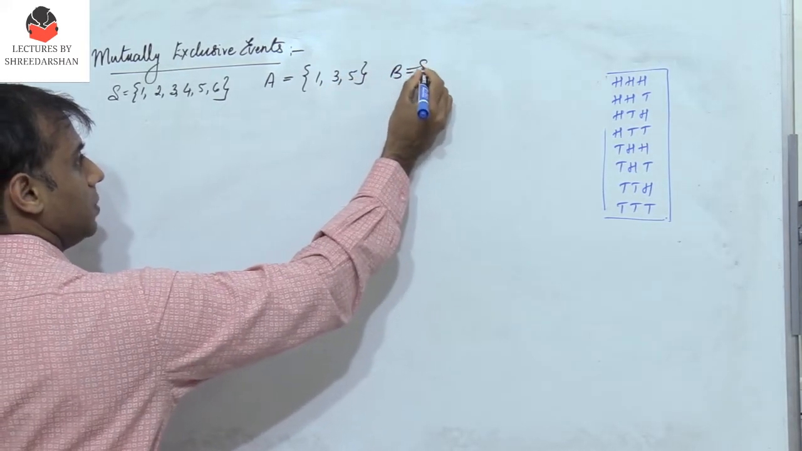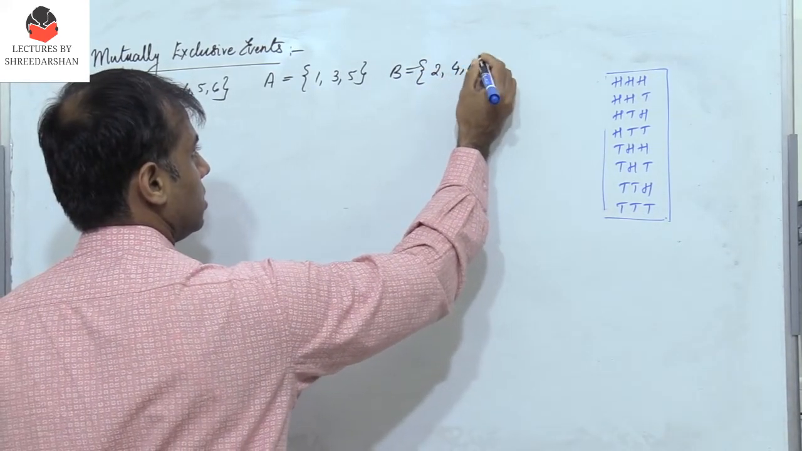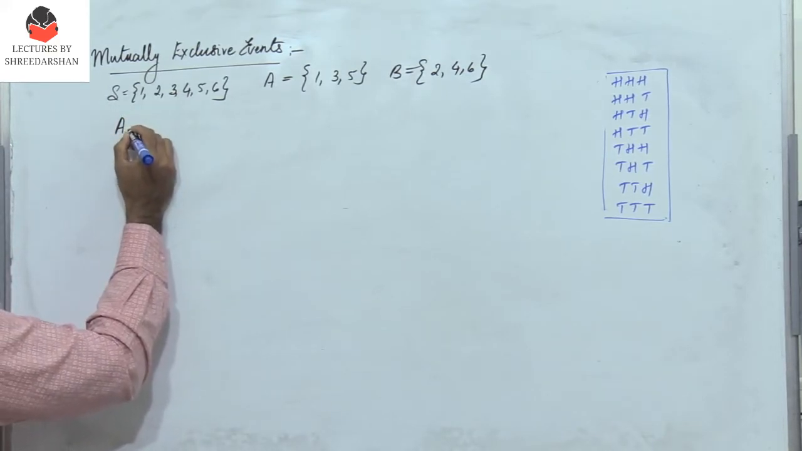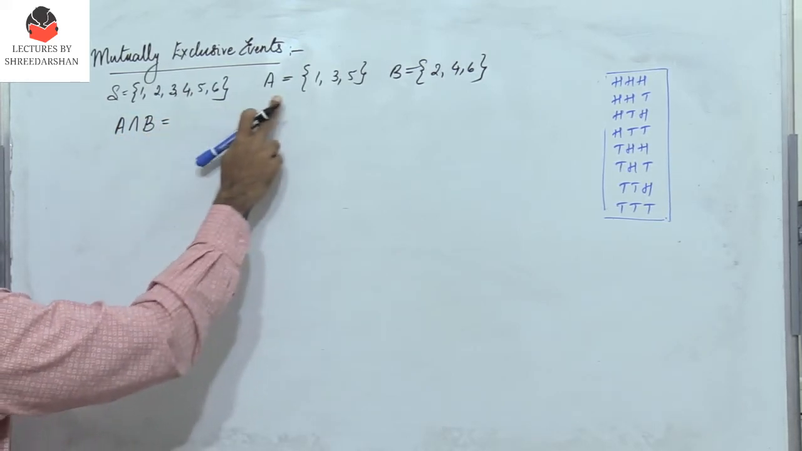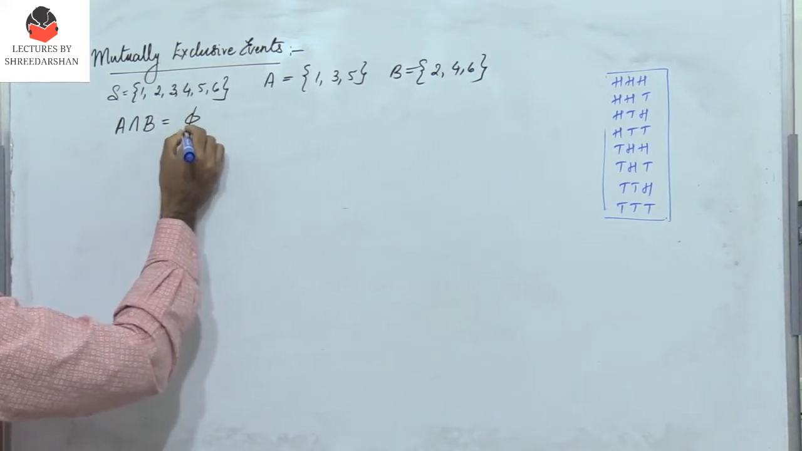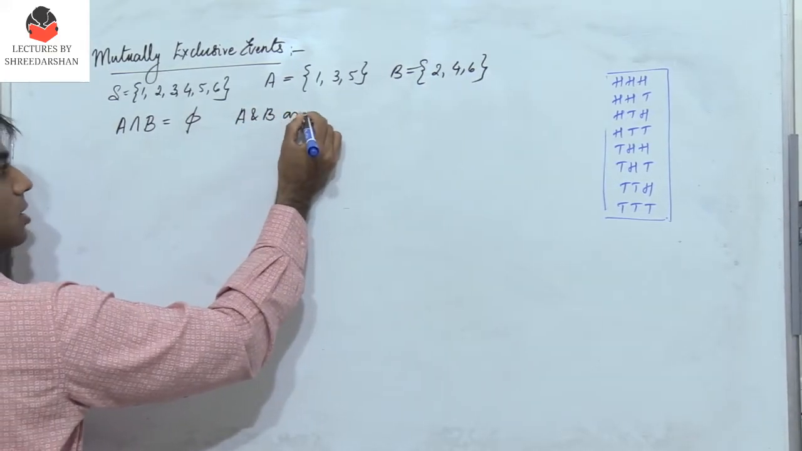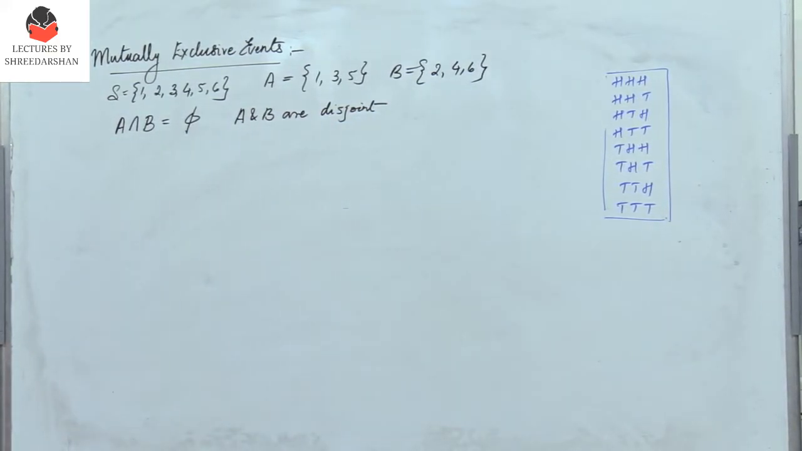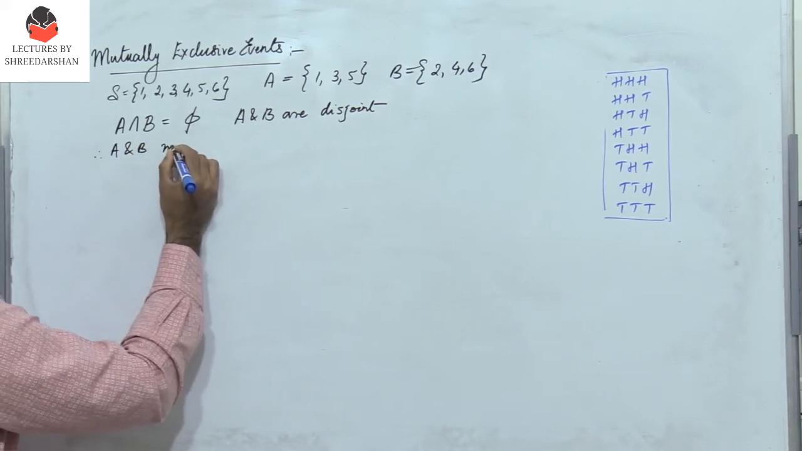And another event B, which includes even numbers, so me getting an even number when the die is thrown. So I have 2, 4, 6. Now if I consider A intersection B, what is common between A and B? Nothing is common. It is a null set. Therefore A and B are said to be disjoint, or A and B define disjoint sets. Hence we conclude that A and B are mutually exclusive.